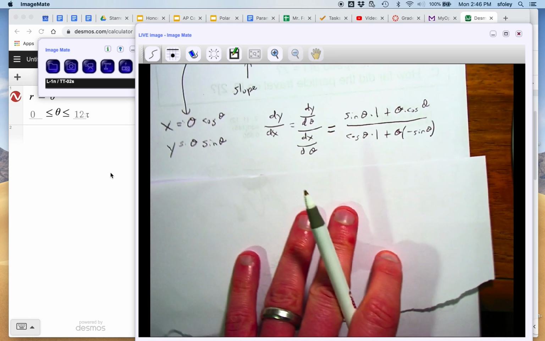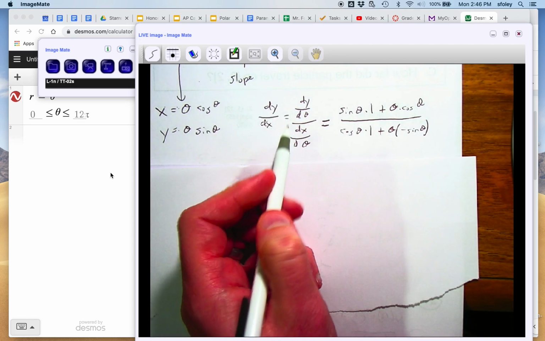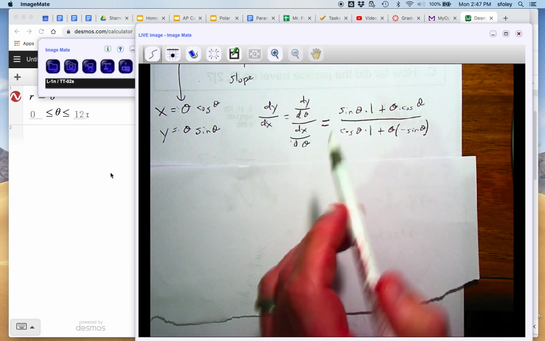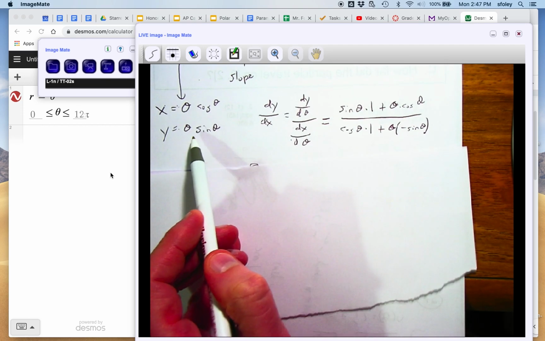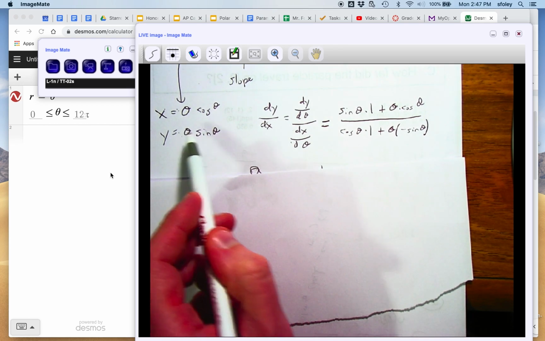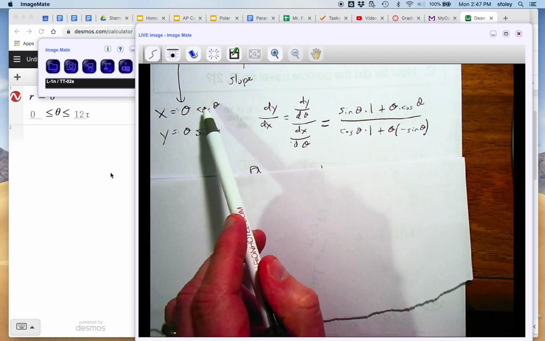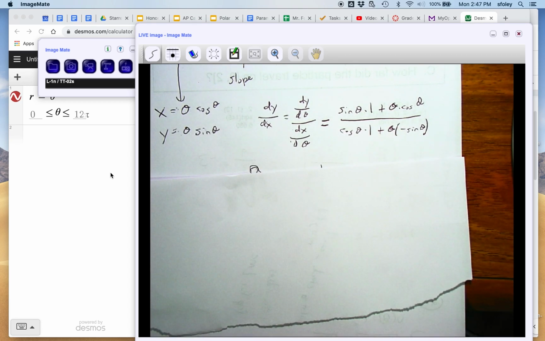So dy dx will be dy d theta over dx d theta, right? Just like before we did dy dt over dx dt. And we'll just use the product rule every time here. For dy d theta, we'll do 2 d1 plus 1 d2, and then dx d theta would be 2 d1 plus 1 d2, remembering that negative in front of the derivative of cosine. And so there's the slope.